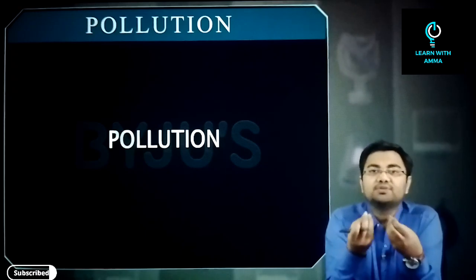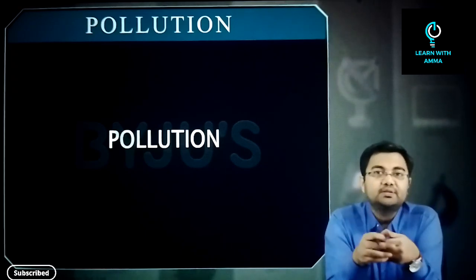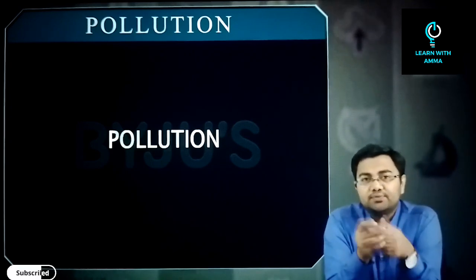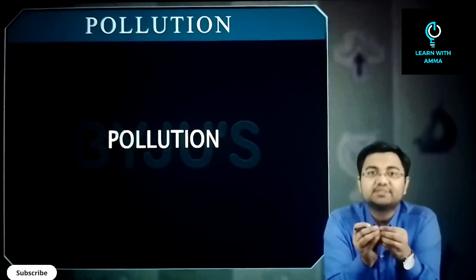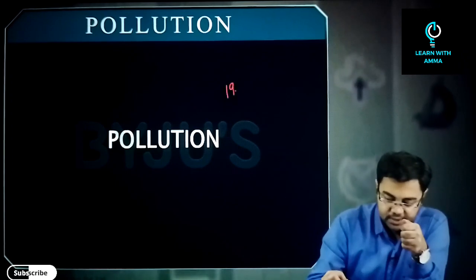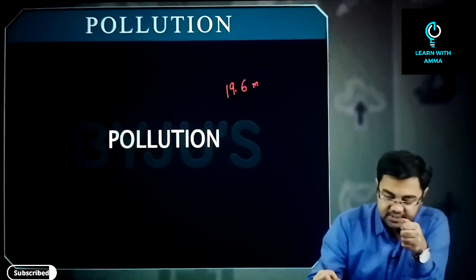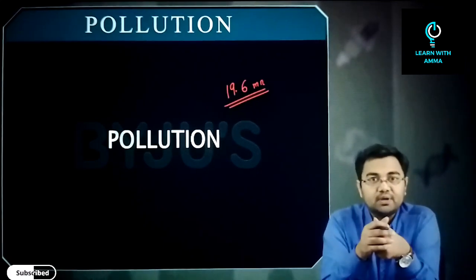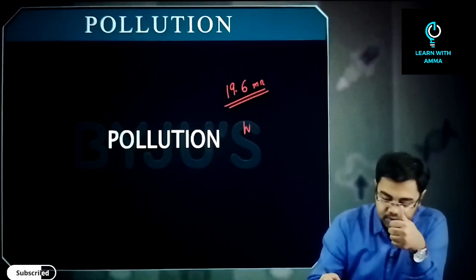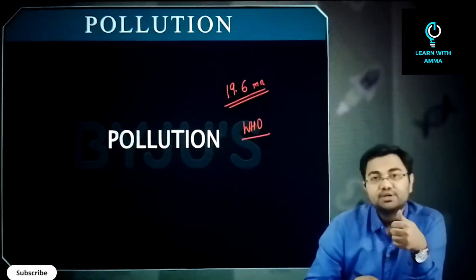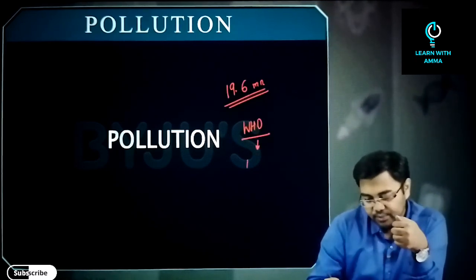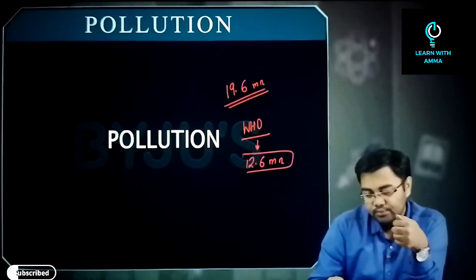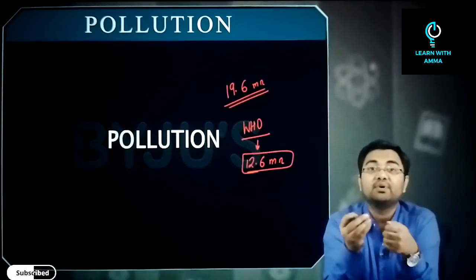Pollution touches all walks of our life, through the food we eat, the water we drink, or the air we breathe. Not only this, if you talk about premature deaths, it is estimated that a total of 19.6 million deaths per annum happen due to pollution. One of the WHO research showed that in 2012 there were more than 12.6 million people who would have died because of environmental issues.